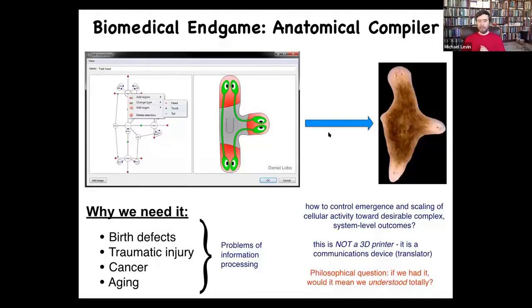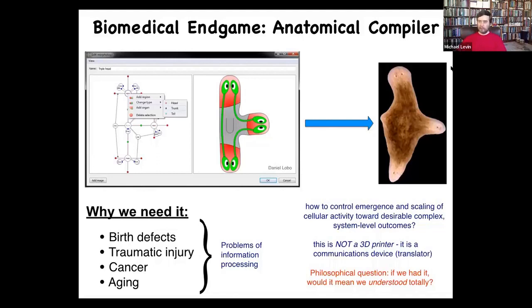So if we had the ability to tell groups of cells what to build, we would be done with birth defects, with traumatic injury, meaning we'd have regeneration, we could reprogram cancer, aging, degenerative disease. All of these things would go away if we could communicate our goals to a set of cells.